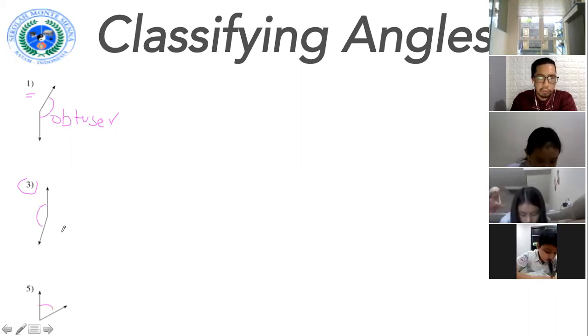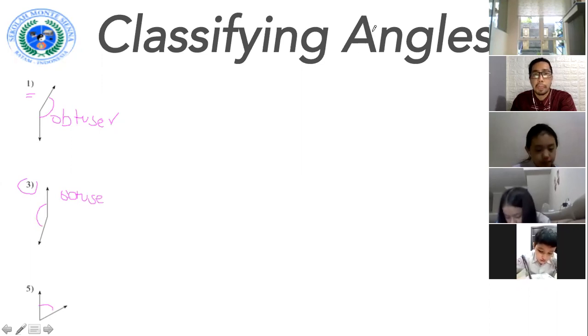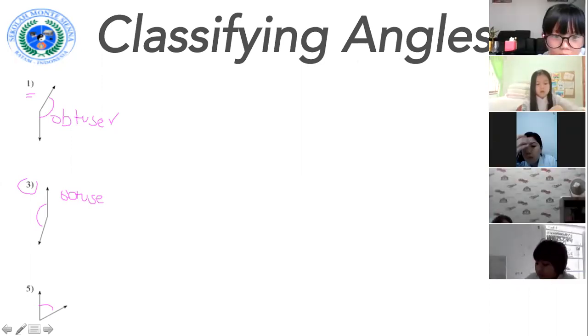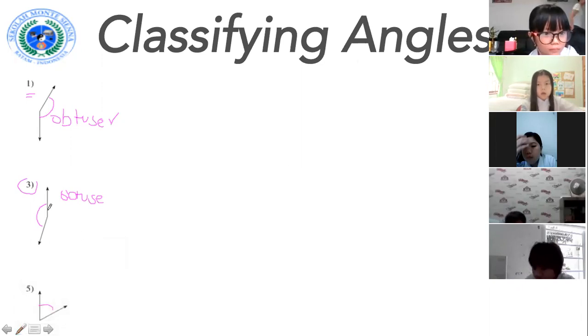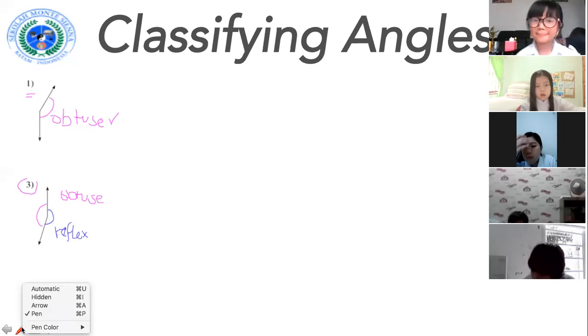Okay, number three, this is also an example of obtuse. How do we find out the difference between obtuse and reflex? Sometimes if the circle is put outside, it is a reflex. If I write it here, for example, there's a picture like this. The rotation is the blue one. The blue means it's a reflex. I'll give you other examples later.